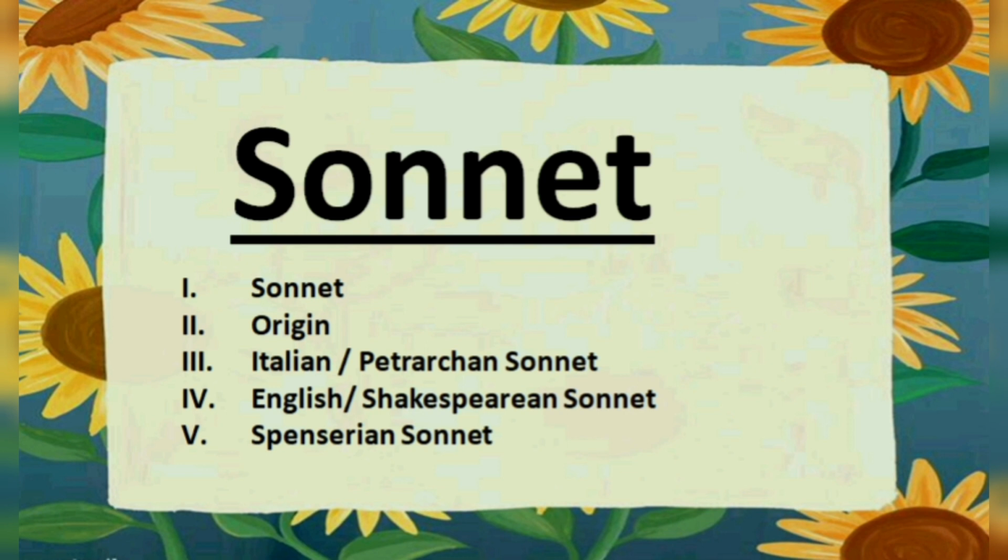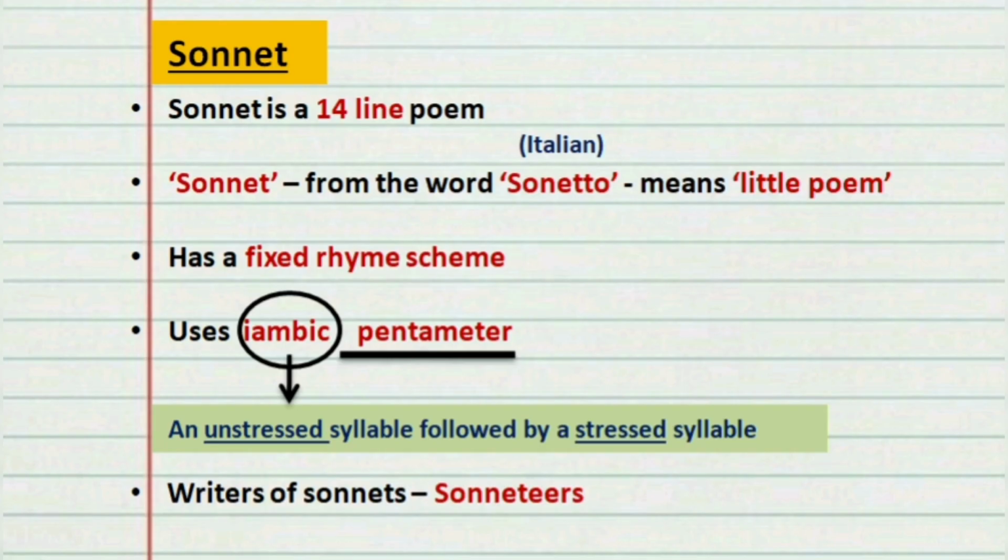In this video, we are going to discuss sonnets, their origin, and the different types of sonnets. Let's begin with the basics. Firstly, what is a sonnet? A sonnet is simply a 14-line poem. The word sonnet is derived from an Italian word, sonetto, which means little poem.